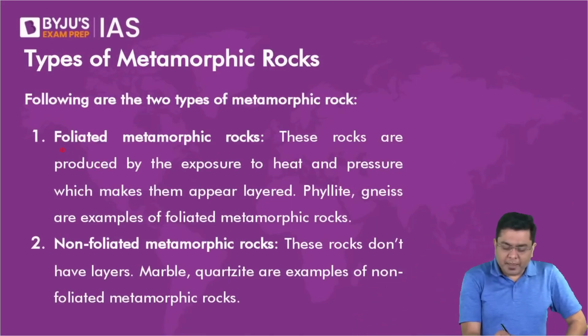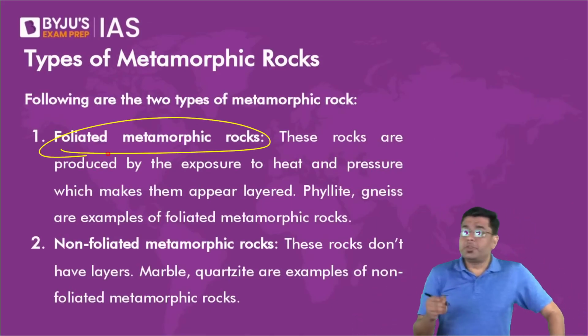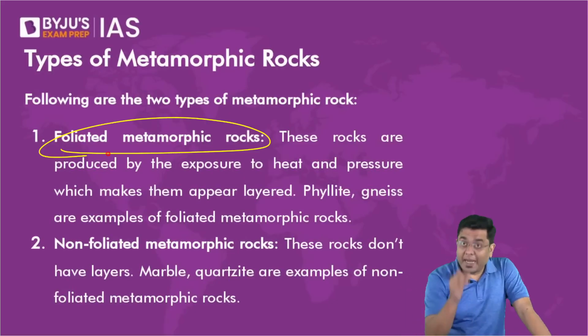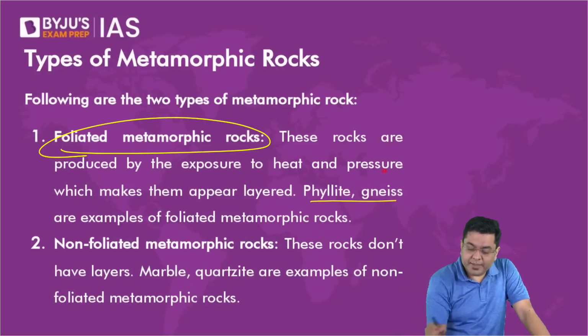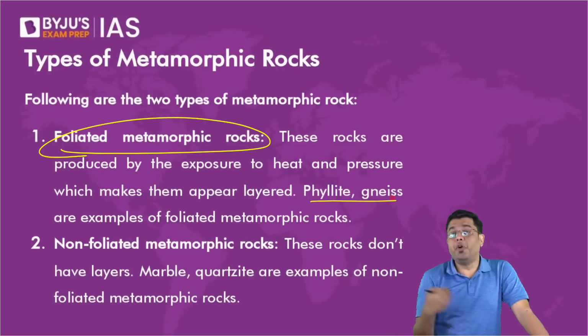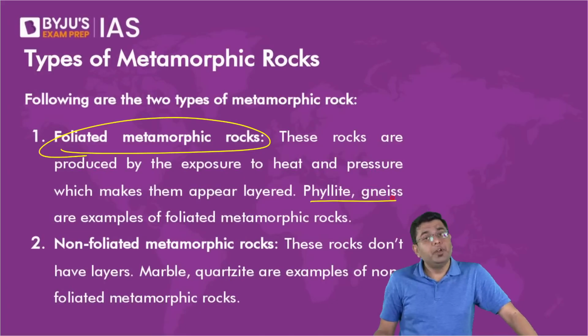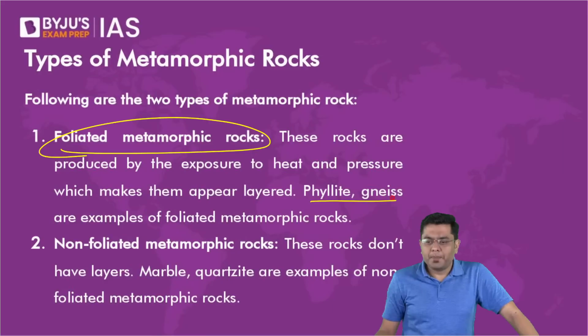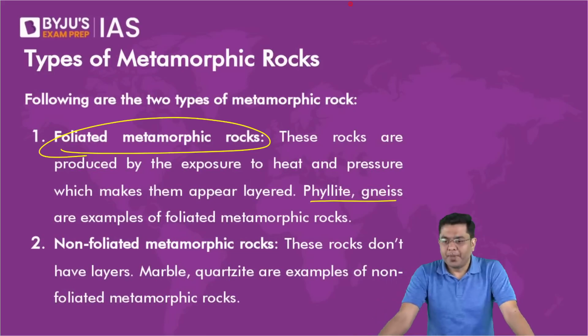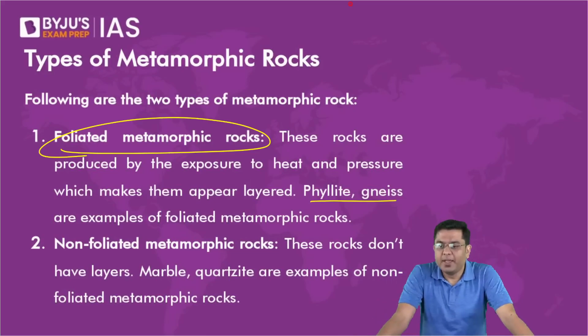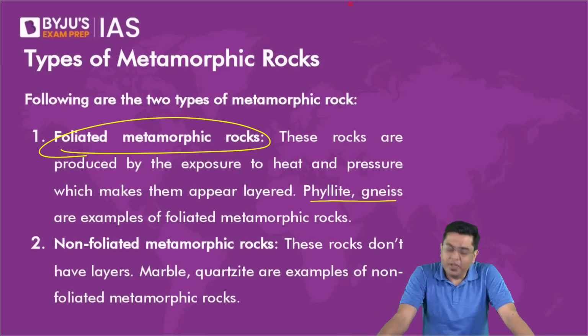So foliated metamorphic rocks are produced whenever you have a layered structure. So phyllite, gneiss. Gneiss is formed by the metamorphosis of, generally, which kind of rock leads to creation of gneiss? Let me know. Granite in general. Okay? Yes, correct, Garvit. Granite ends up creating gneiss.